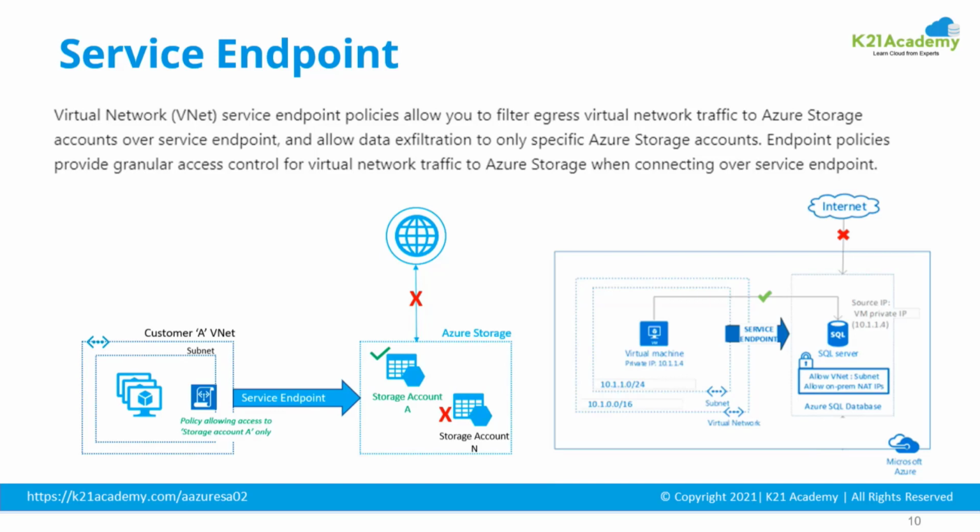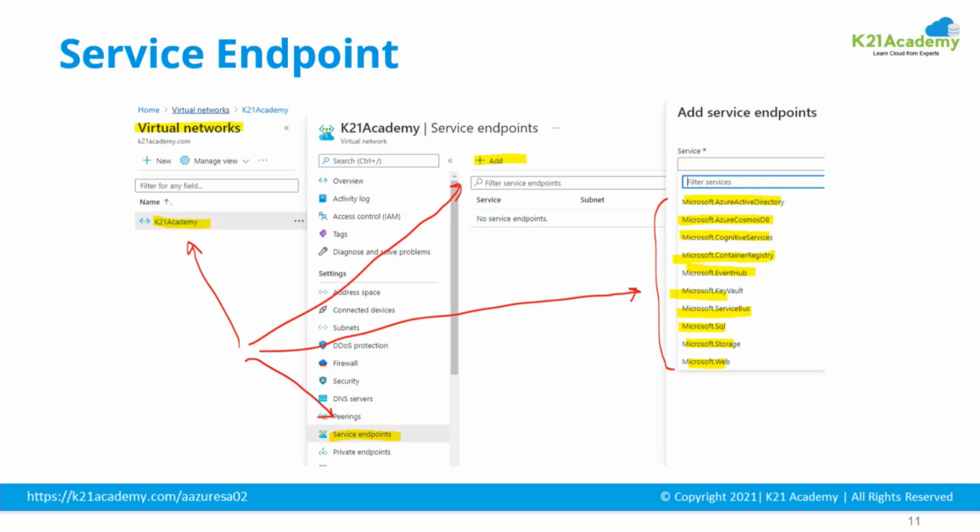So the best way to show it to you is to create a service endpoint. You go inside a network, and then you create a service endpoint pointing to any of these services.